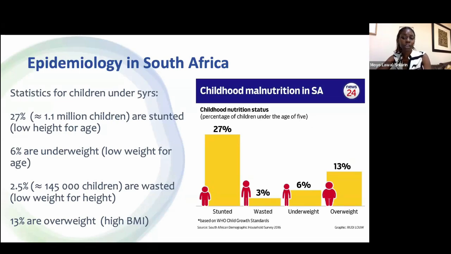But 13% are overweight. And I think that highlights the fact that obesity and being overweight as a child is more of an issue than I think we give attention to. And it's a rising problem not only in South Africa, but in a lot of first world countries as well, because of the diet that we now have and the sedentary lifestyle. So it's important to keep an eye out for the bigger kids as well.